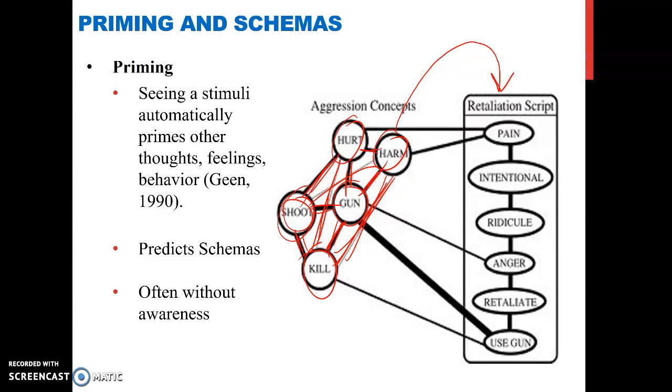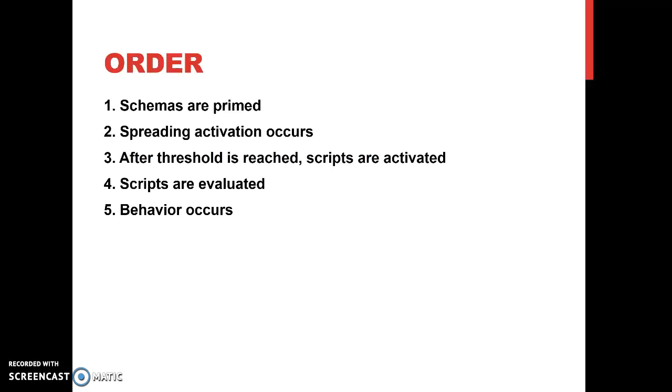So let's be clear on the steps here. Oh, sorry. So here are the 5 steps in order. So first, your schemas are primed. That's 1. After you're primed, remember spreading activation occurs. After spreading activation occurs, you have to reach a threshold. What's important to note here is that sometimes spreading activation isn't enough. Sometimes we don't meet that threshold, and so therefore it just kind of fizzles out. So you have to meet this threshold via spreading activation. All right, so that's number 3.